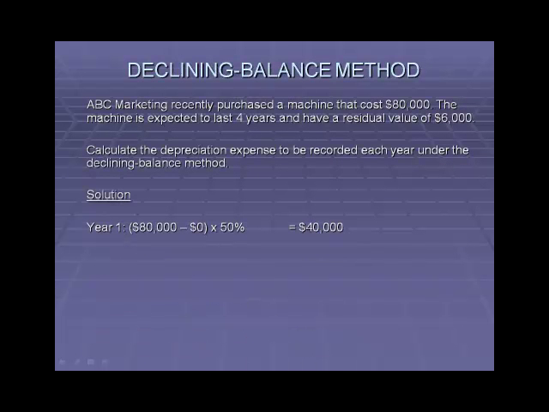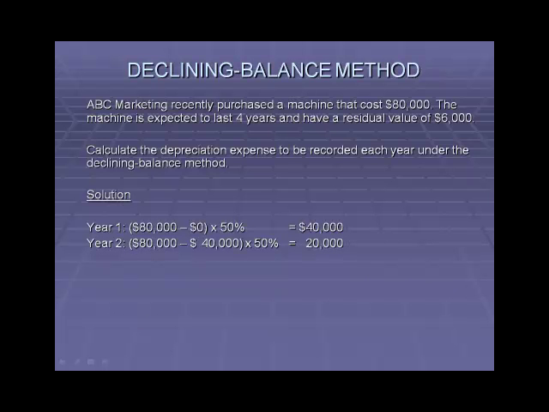So the first year we're going to take the cost of $80,000 and subtract out 0 because accumulated depreciation from prior year in the first year of an asset's life, of course, is 0. So that net of $80,000 times 50% is $40,000 of depreciation expense in year 1.